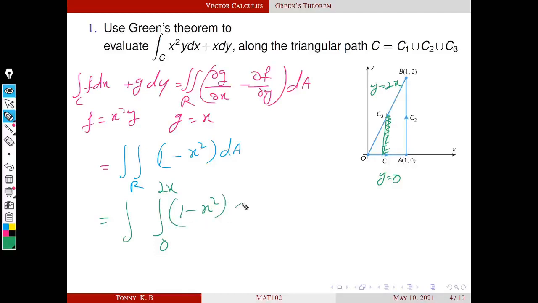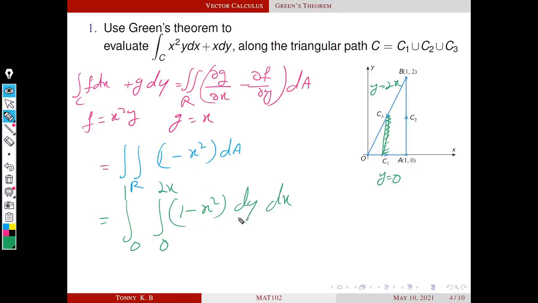The order of integration is dy dx. First we have to integrate along y, so dy dx. And to cover this entire region R, this inside this triangular region, that is our R, x should vary from 0 to this point. Then only this strip covers the entire triangle. So x is varying from 0 to 1. This is the setup of this integral.